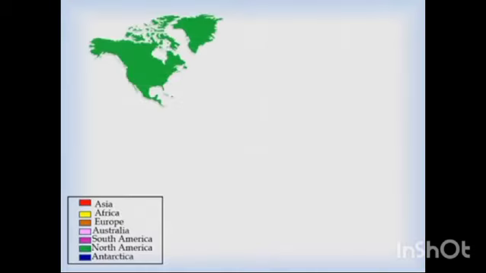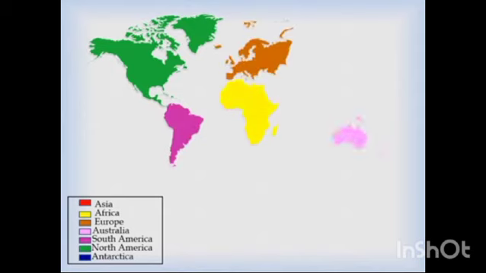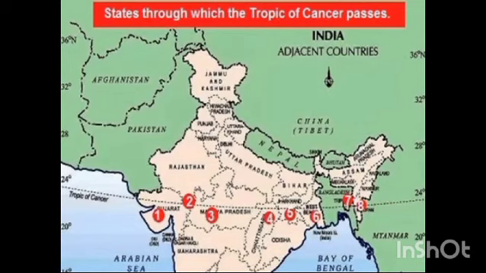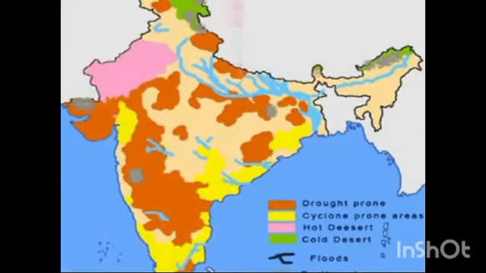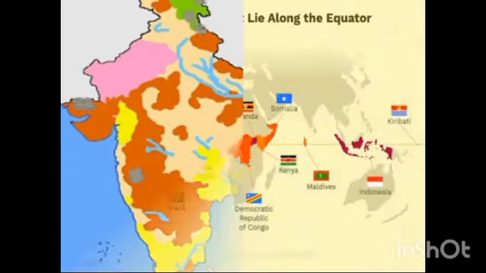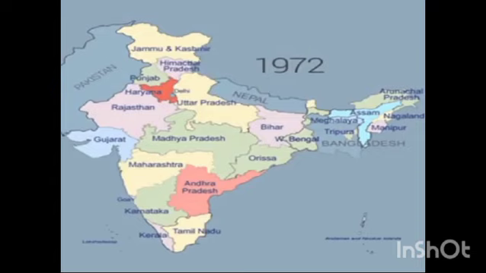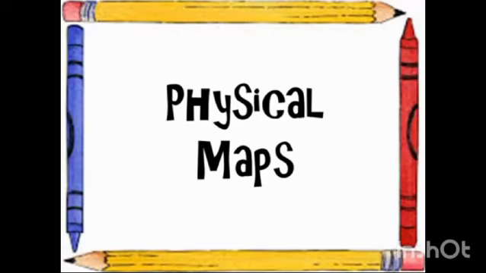Different colors are often used to help the user differentiate between the boundaries of two countries, states, and cities. In short, political maps show the boundaries and places made by people and governments like countries, states, capital cities, and other important places. Let us now learn about physical maps.